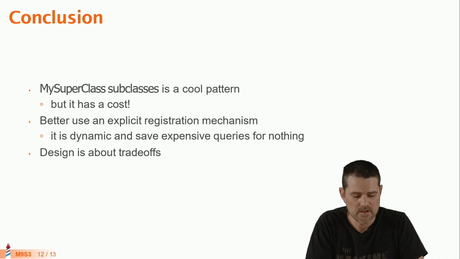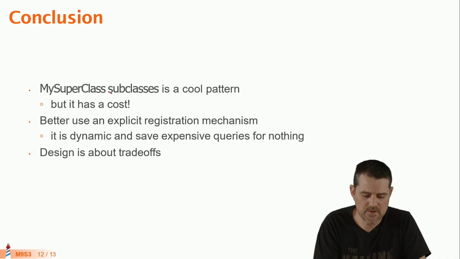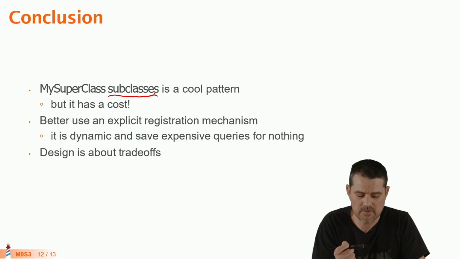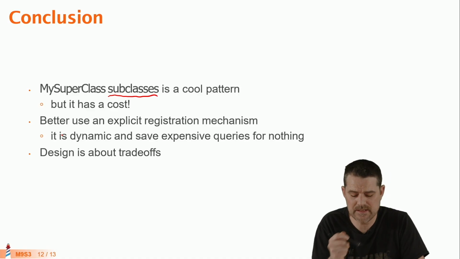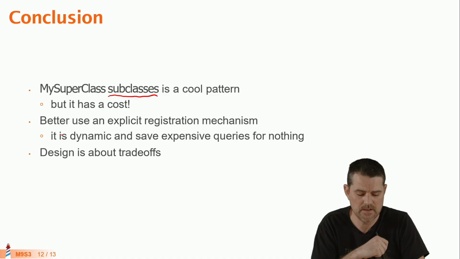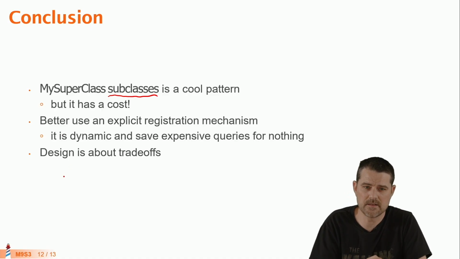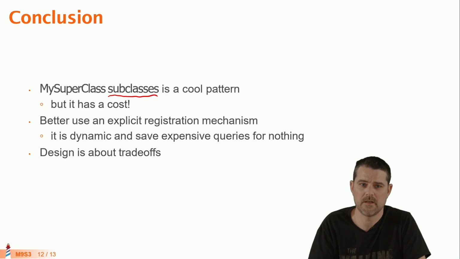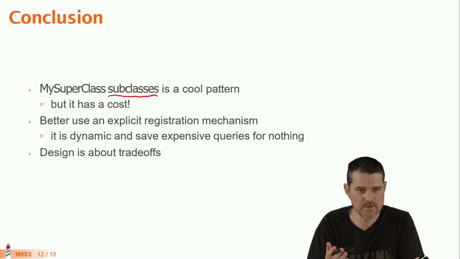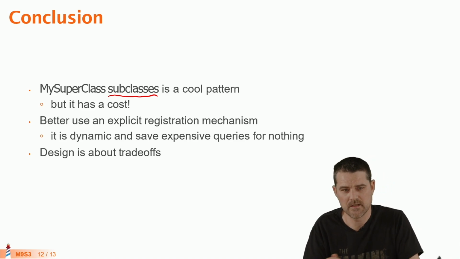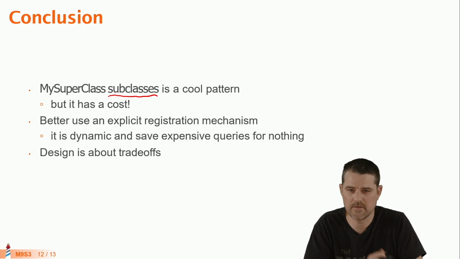As a conclusion, the pattern using all subclasses is a very nice pattern, but it is costly. So you need to know it. And usually it's much better to use an explicit registration mechanism, but it's not free. It means that you need to implement it, and you need to provide a way to unregister elements, etc. So it means that it's always about trade-off. Can I use the free mechanism, or should I use an explicit one and code it completely?